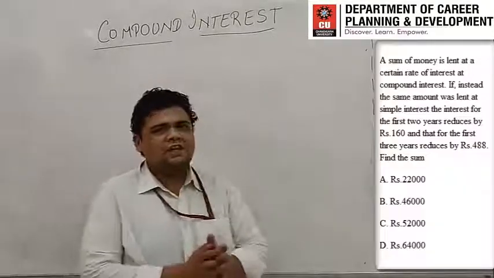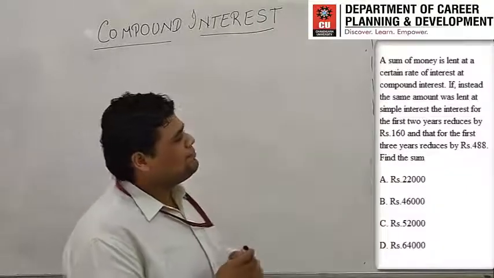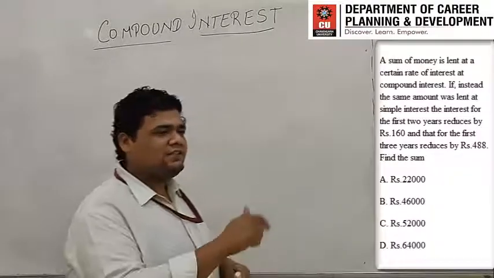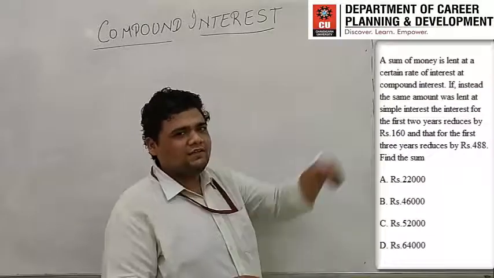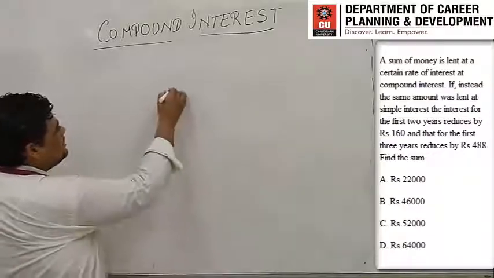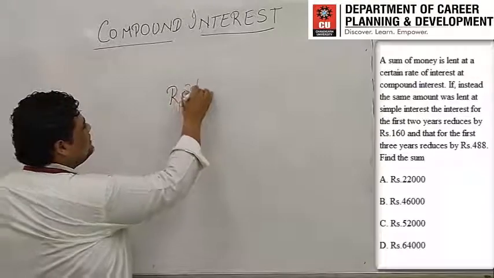So next question is, if a certain amount is lent at compound interest, then if the same amount is lent at simple interest, it is reduced by rupees 160.